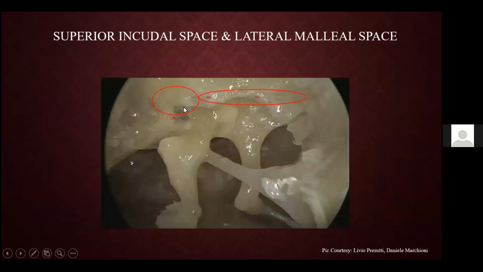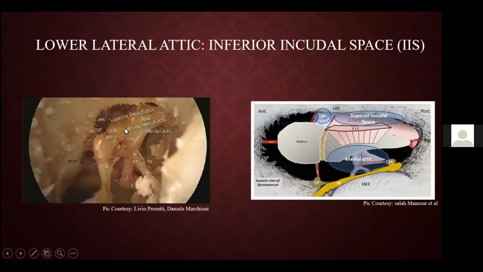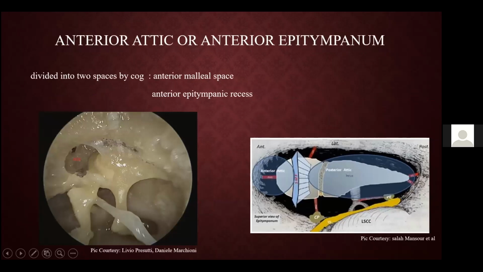Let's see the endoscopic picture. So as I said, these are the folds which are present. Above these folds, the spaces are termed like this is a part of the lateral attic, superior lateral attic, and this is the lateral malleal space and the superior incudal space. And the part which is present below these two folds is the inferior lateral attic. And this inferior lateral attic is also called as inferior incudal space. Okay. So this was all about the posterior attic, which we studied in the previous slides.